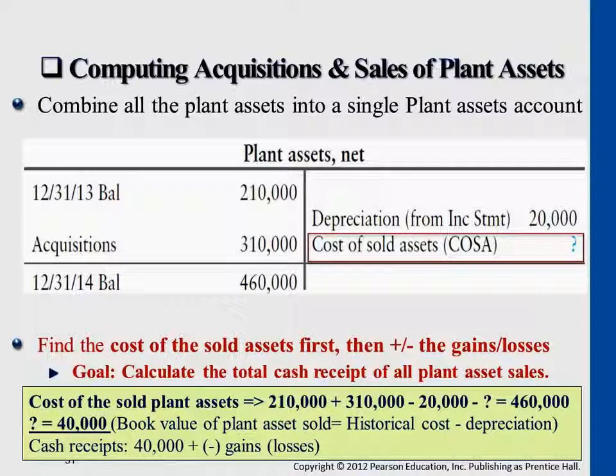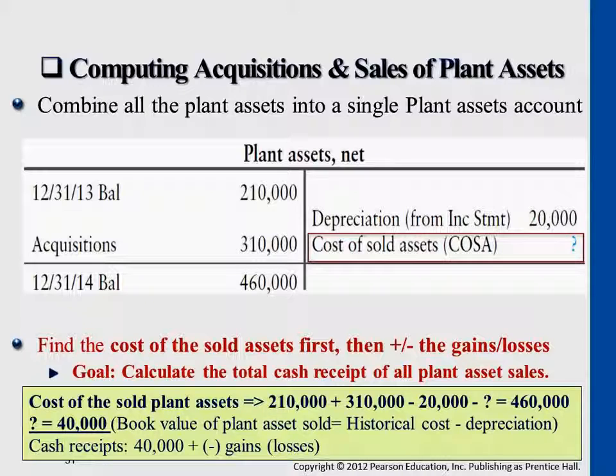Again, the beginning balance of long-term assets is $210,000. We made new purchases. Some part of the long-term asset as time goes by has grown old. And then some part, the question mark there, is the part that we sold out to others, the book value of the asset that we sold out. Eventually the balance is $460,000.